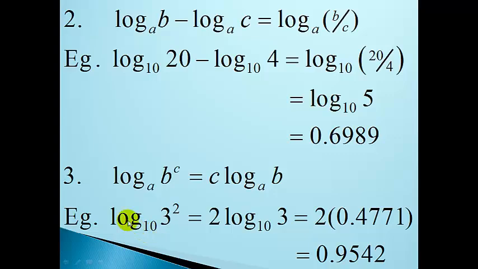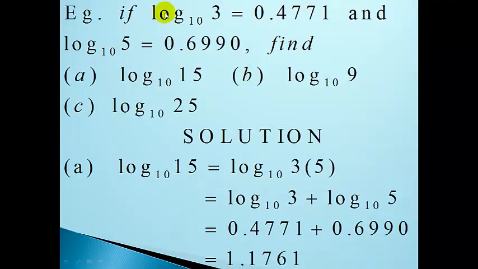Now what do you mean by that? If you have log 3 squared to the base 10, the exponent of the number 3 is 2, and according to the third law, 2 can take its position before the logarithm, and so log 3 squared to the base 10 is equal to 2 log 3 to the base 10, and this is equal to 2 times 0.4771, because log 3 to the base 10 equals 0.4771, and when you multiply 2 by 0.4771, the result is 0.9542.